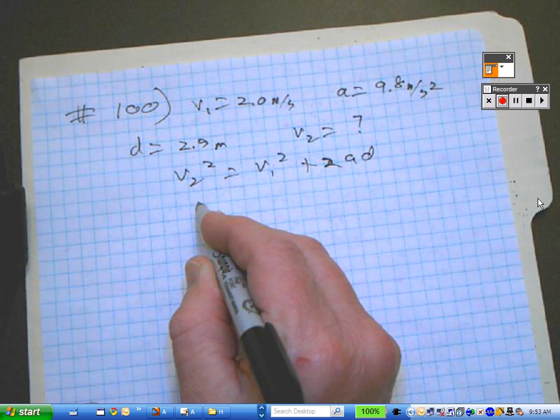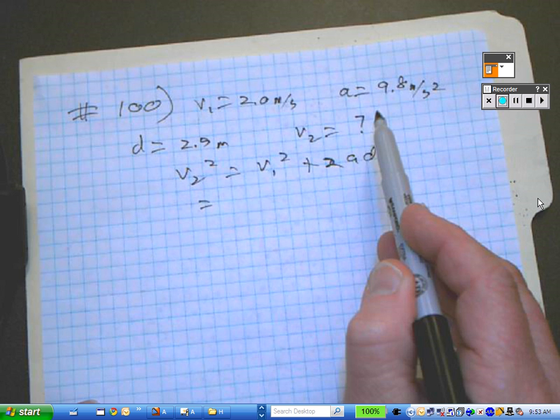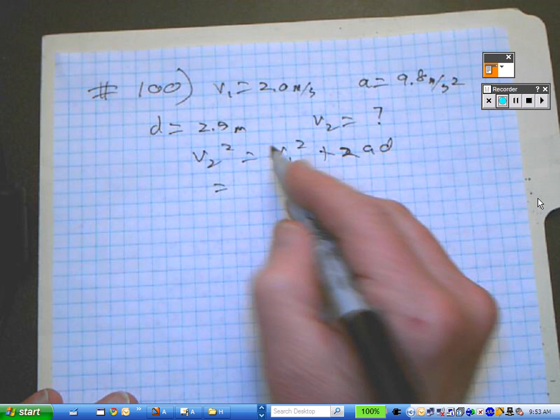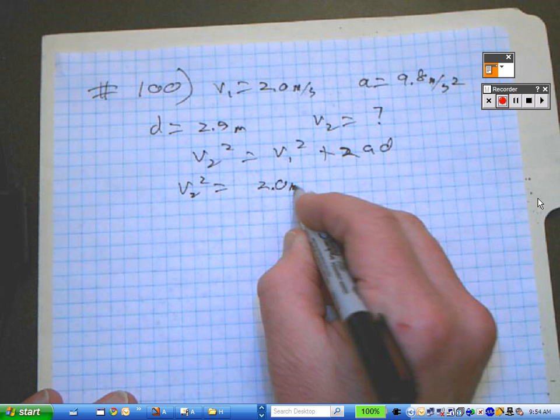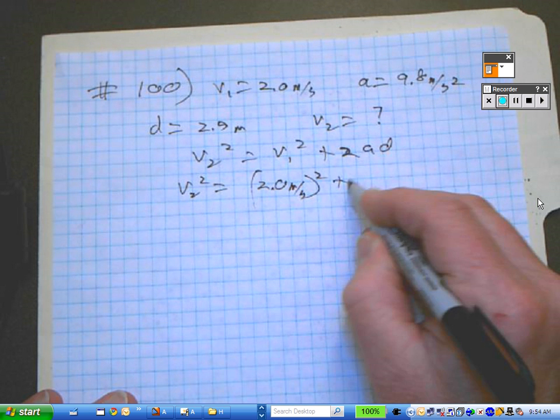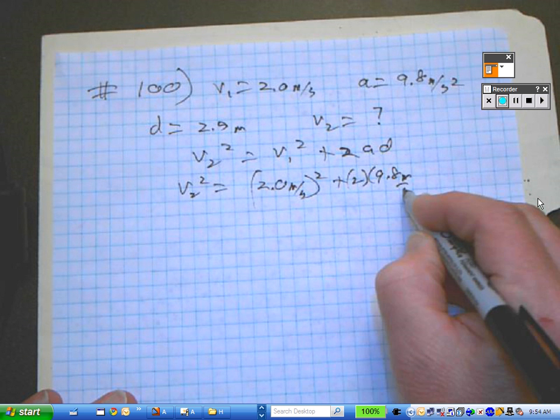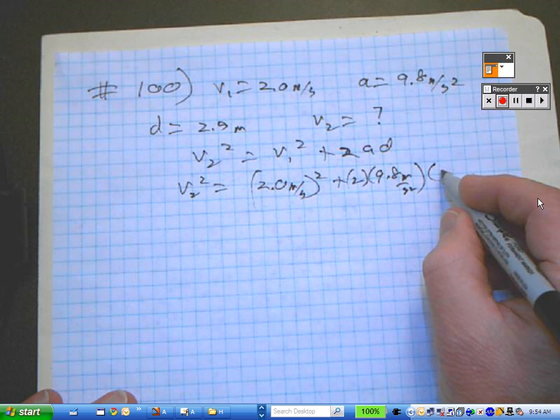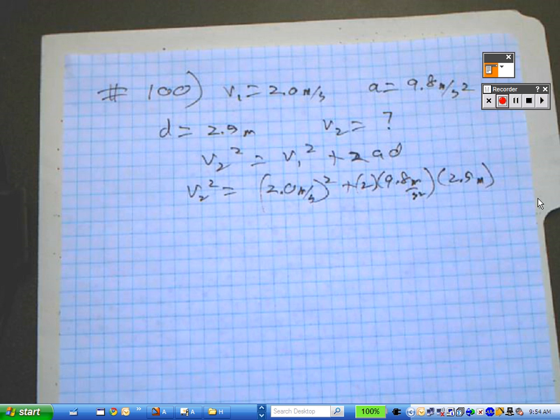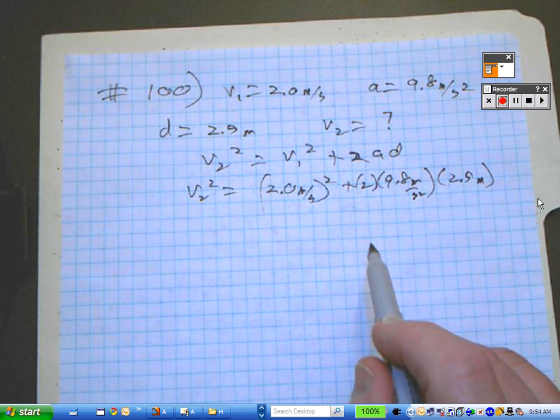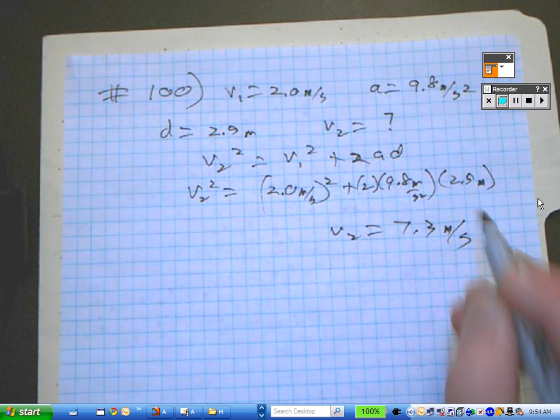And then right below this, you substitute. Now remember, on your paper, use plenty of room. Don't try to use the minimum amount of paper. So you do V2 squared equals V1 squared, which you would write 2.0 meters per second squared, plus 2 times the acceleration of 9.8 meters per second squared, times the distance it travels, or displacement, 2.5 meters. And then certainly from here, it's okay to show me a step or two and get an answer. So the answer to this is V2 equals 7.3 meters per second, and it's all very good.